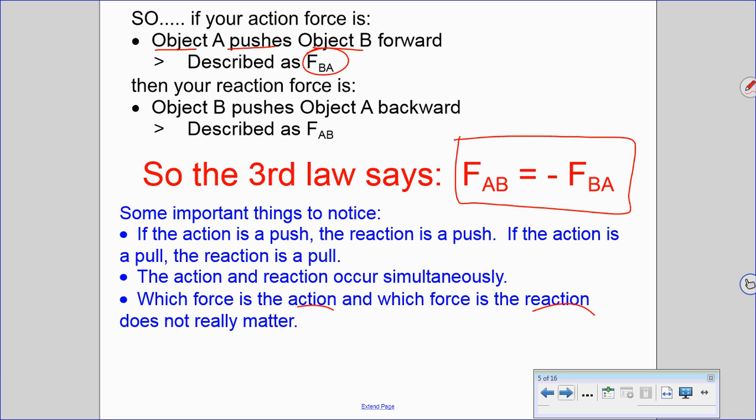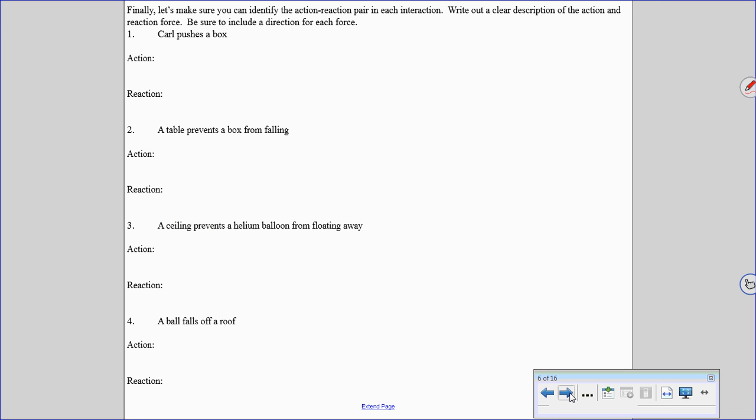Let me do it. We'll do a couple examples, and I think that'll clarify things. So let's do a couple examples, which is, I think, the next page. Okay. So here's those same examples again. I think I added in a couple of them. Let's identify the action and reaction forms. So again, they're interchangeable. Which one you call the action and which one you call the reaction is sort of insignificant, but how you word them is important.